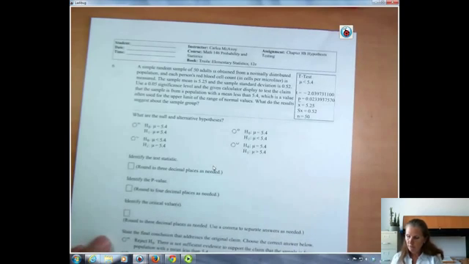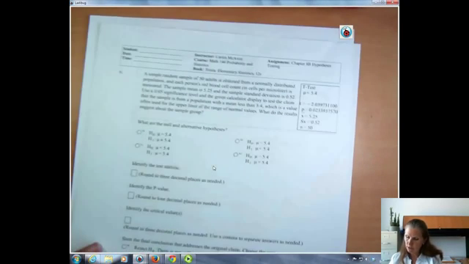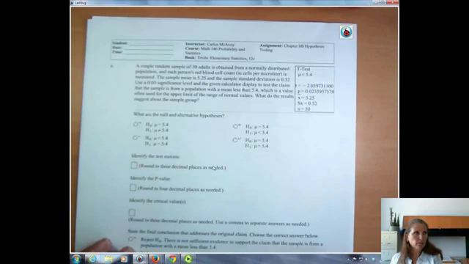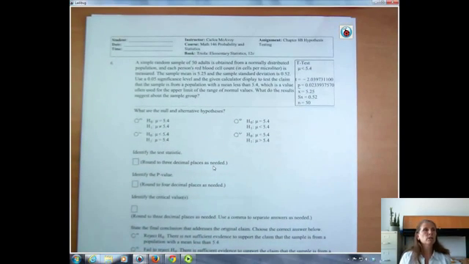Okay. A simple random sample of 50 adults. Okay, they gave us the information here again to go over. A simple random sample of 50 adults is obtained from a normally distributed population. Each person's red blood cell count is measured. The sample mean is 5.25, and the standard deviation is 0.52. Notice we don't have a population standard deviation, so we're talking about a t-test.